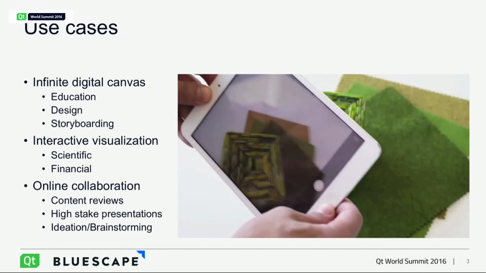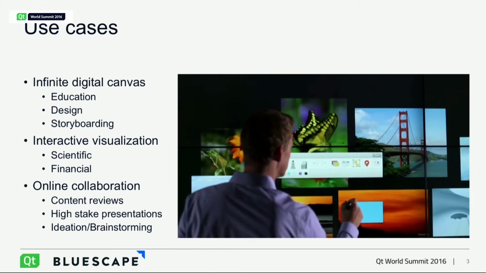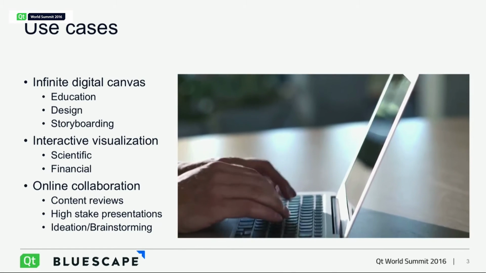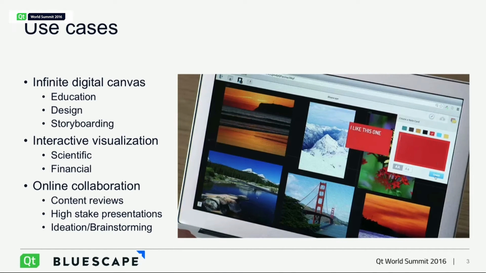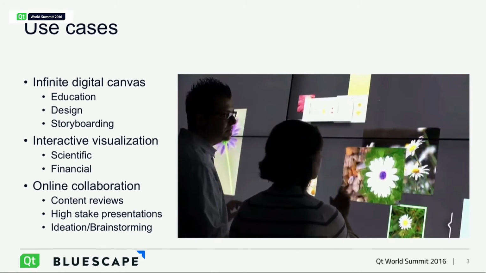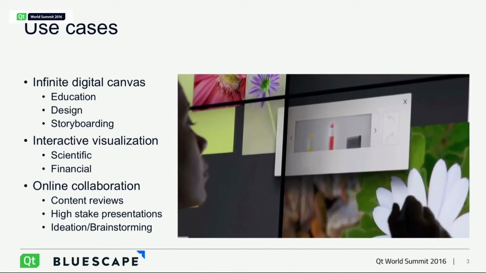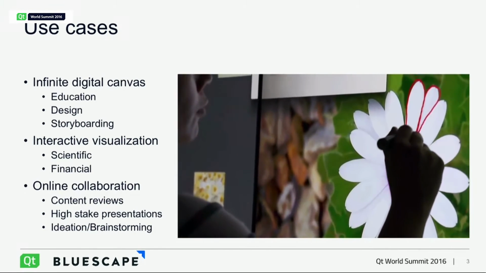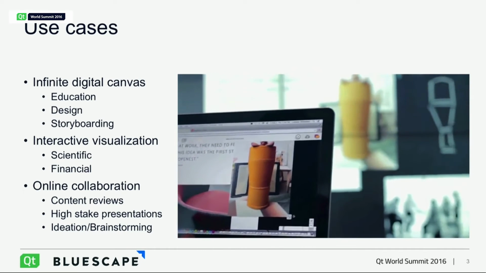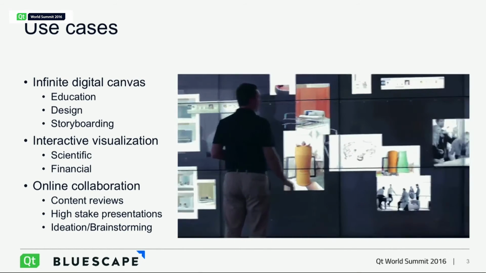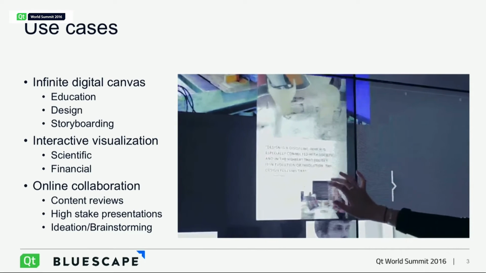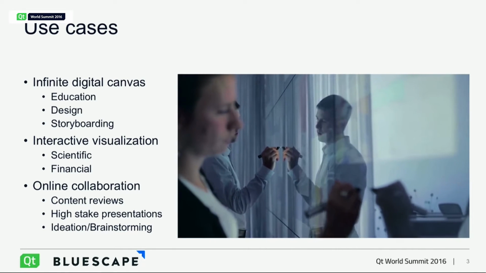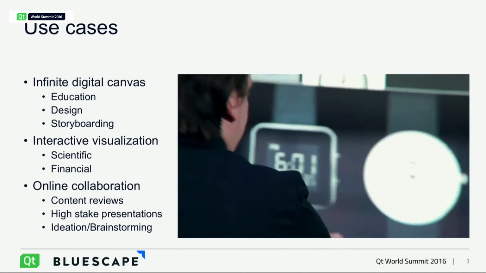And last but not least, what makes Bluescape a very powerful and interesting proposition, at least in our case, is online collaboration. Now that you have a digital support for your data, you can also make that data persistent. You can make it shared in the cloud in real time with others. So you don't have to only be standing at the wall. You could also have team members on their laptops remotely or on their tablets, and everybody can see and interact with the data in real time over the network. This is great for content reviews, where maybe your manager is out on a trip, and is still able to look up and sign off on some designs.